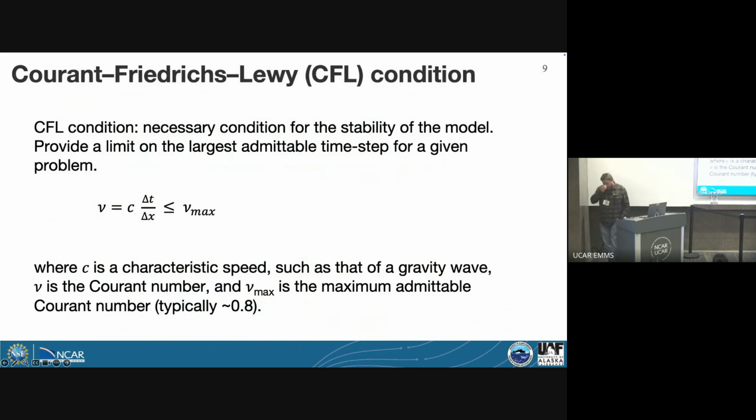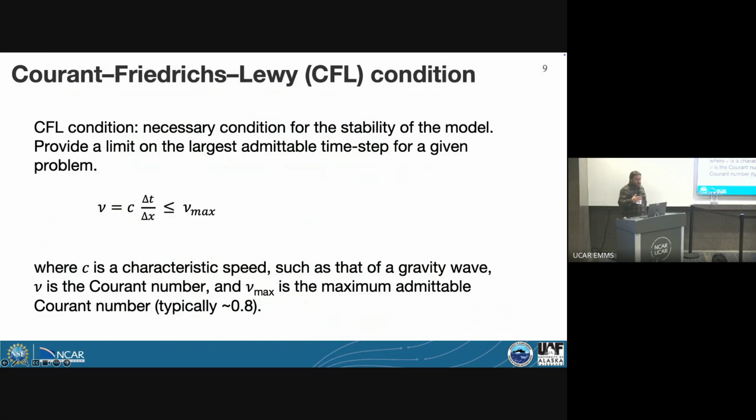Once you have figured out what your delta x should be, the next step is usually getting an idea of what time step I need. For this, you can use the CFL condition, which gives you a necessary condition for stability of the model. It relates the fast moving stuff in the model with delta x, and so you can infer delta t. For the maximum Courant number, we typically use around 0.8.